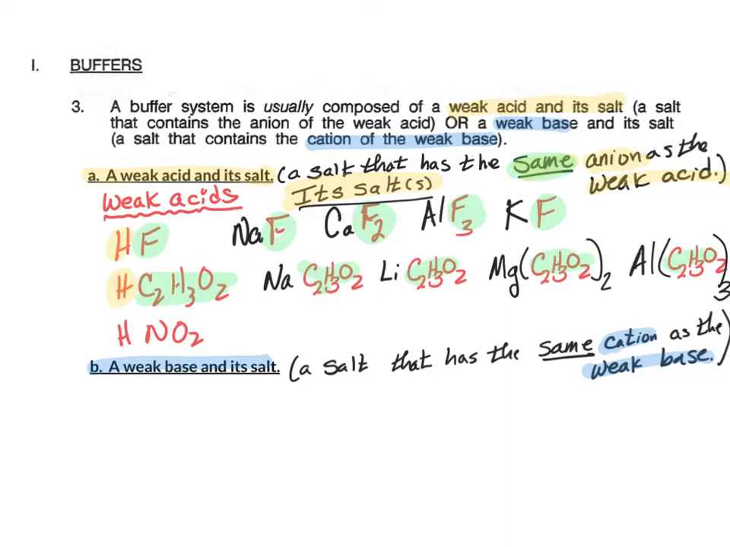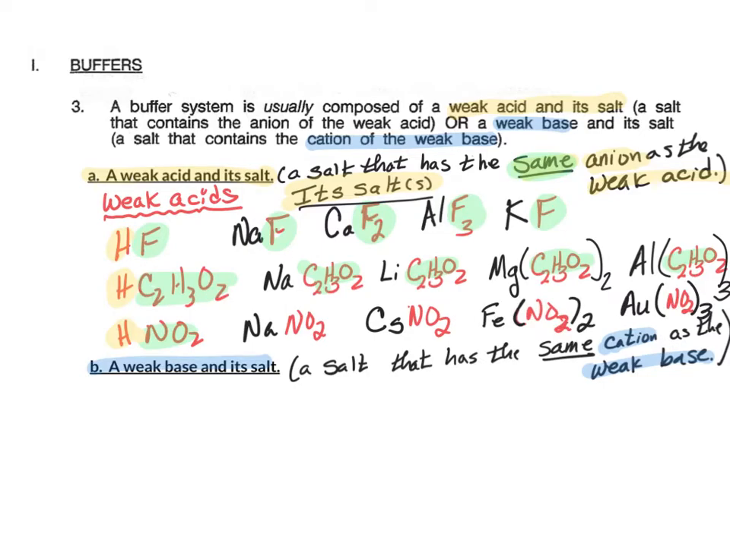a buffer. And of course, for hydrogen nitrite, which is a weak acid, we will see that we can have something like sodium nitrite, cesium nitrite, iron 2 nitrite, gold 3 nitrite. Notice that they all have a metal and then they have the nitrite present. So those are all salts that could be its salt, making the mixture a buffer. So again, it must have both the weak acid and its salt to be the buffer.